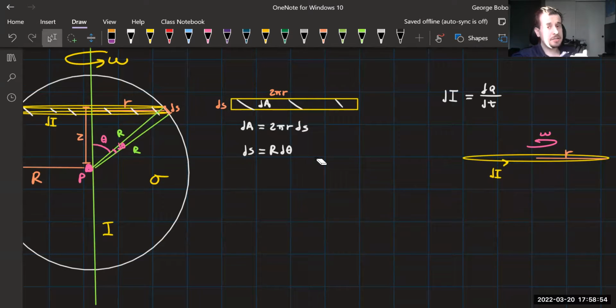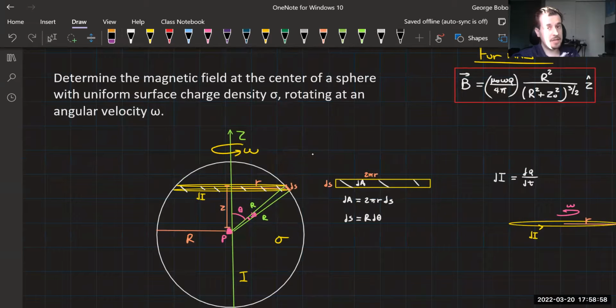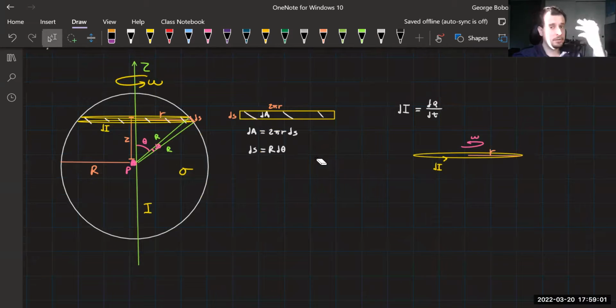Now, sigma has been given. We can just use that. Otherwise, if we were given charge, we could divide the charge by the surface area of the sphere to get sigma. But sigma has been given.